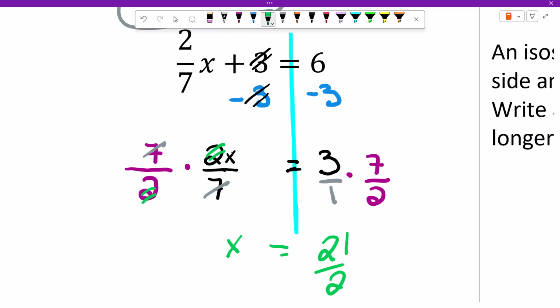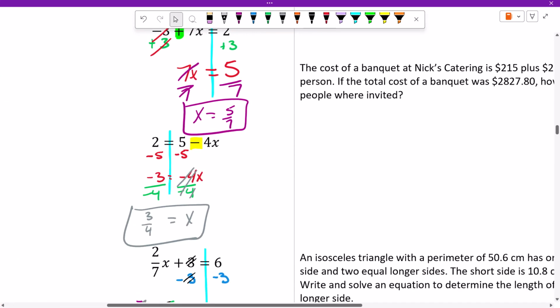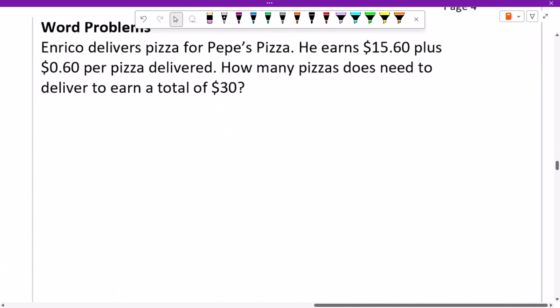Now for the word problems. All of these word problems, for the most part, are going to follow a similar formula. This formula is called a linear equation. You're going to see a lot of them this year. The scenarios look a lot different, but the formula is always going to look the same. I'll talk about it as we read through this.